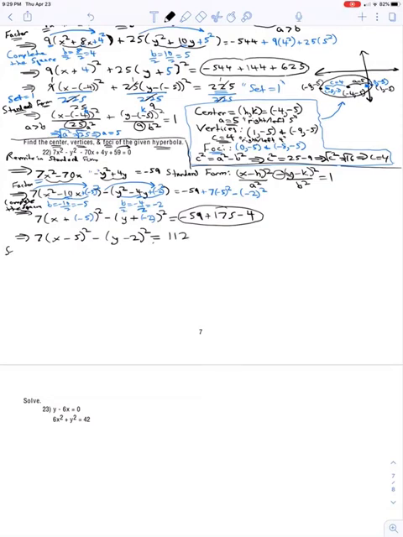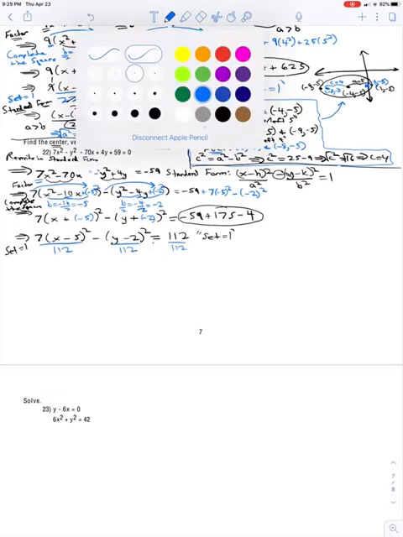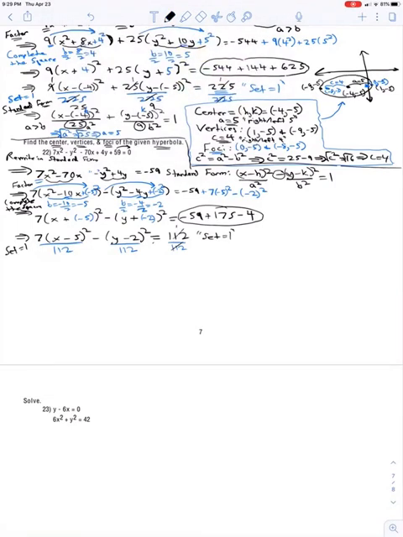And now we're ready to set it equal to 1. So we need to divide out that 112 on both sides. Let's go ahead and do that, and we'll have our standard form equation sitting in front of us, which will lead us to all the characteristics of our graph. So what do we end up with for the standard form? Now do reduce your coefficients. 7 divides into 112 16 times. 7 times 16 is 112. So we end up with x minus 5 squared over 16, minus y minus 2 squared over 112 equal to 1.